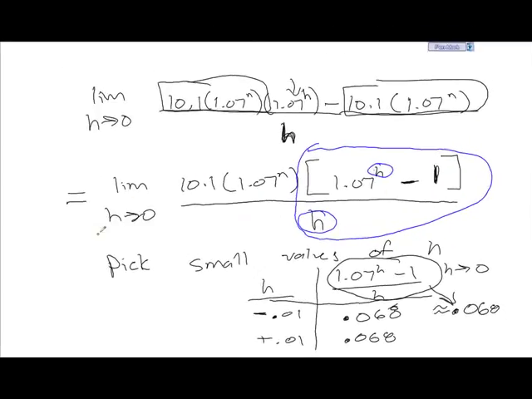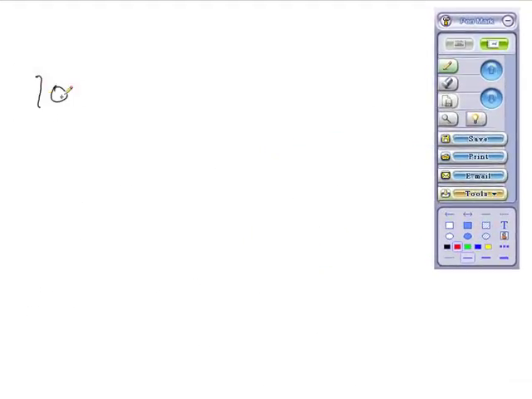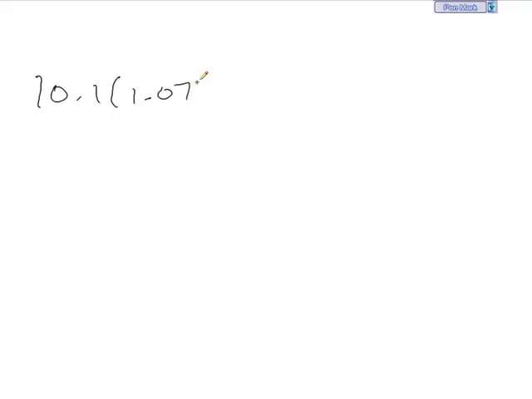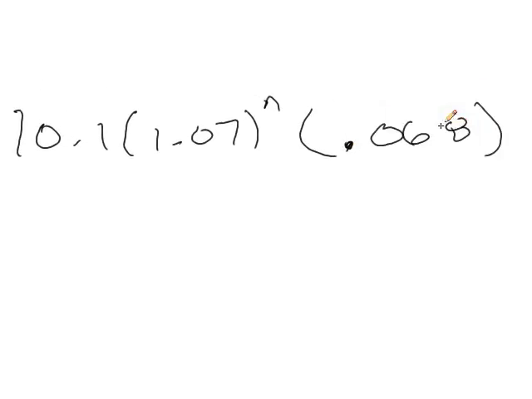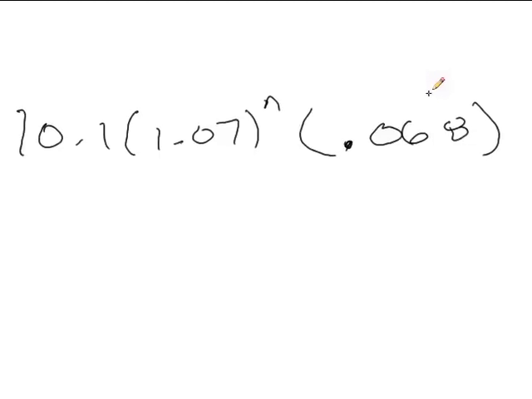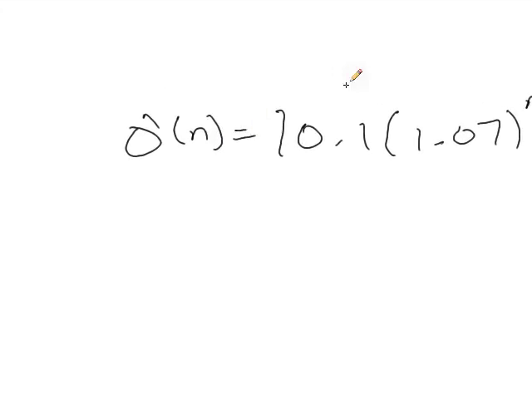Okay, well now I can remove my little limit as h approaches 0 and just say 10.1 times 1.07 to the n times what happens to this ratio when it gets increasingly close to 0, which is 0.068. And that's it. We are basically done. Even though this is an approximate answer, we just found O prime of n. We did it a roundabout way, but we took advantage of what our notation meant, which is get h as close as possible to 0.